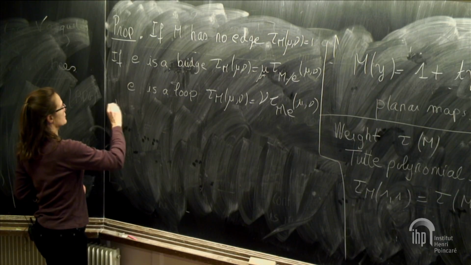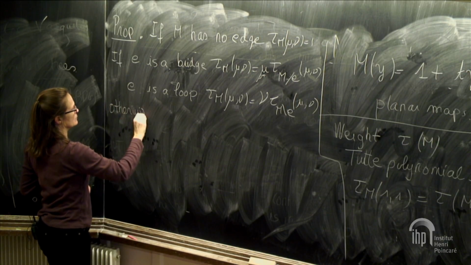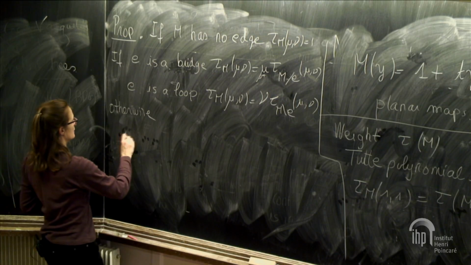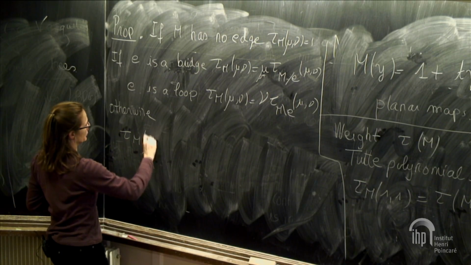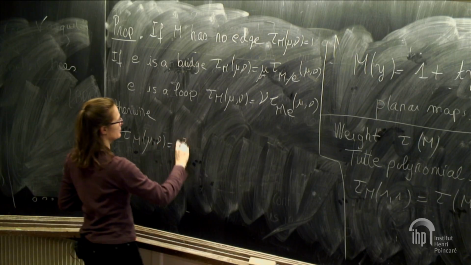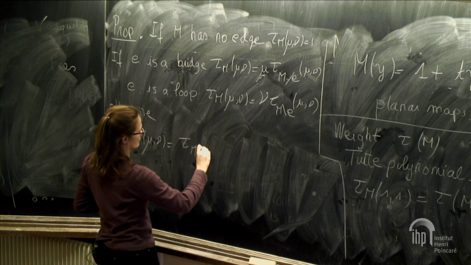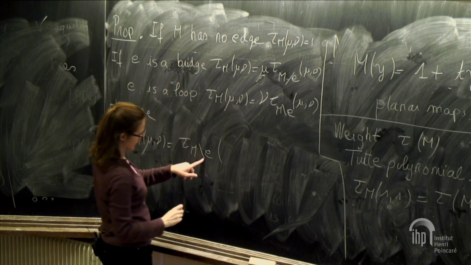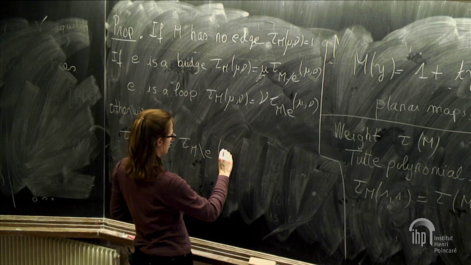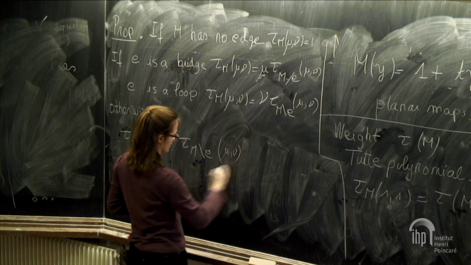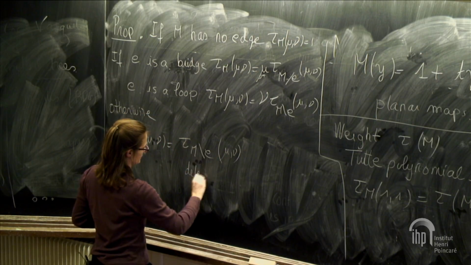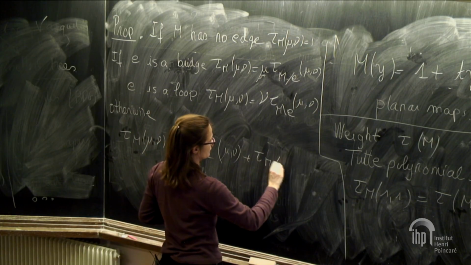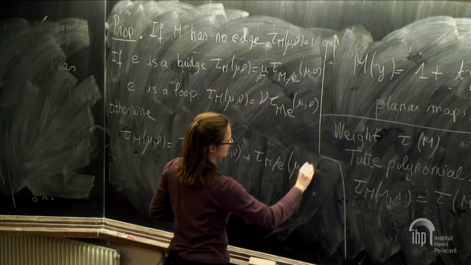And then otherwise, you have a sum, as we had for the number of trees, that is tau m of mu and nu is the sum of tau m of M minus e, that's the deletion, plus tau m of the contraction of mu and nu.